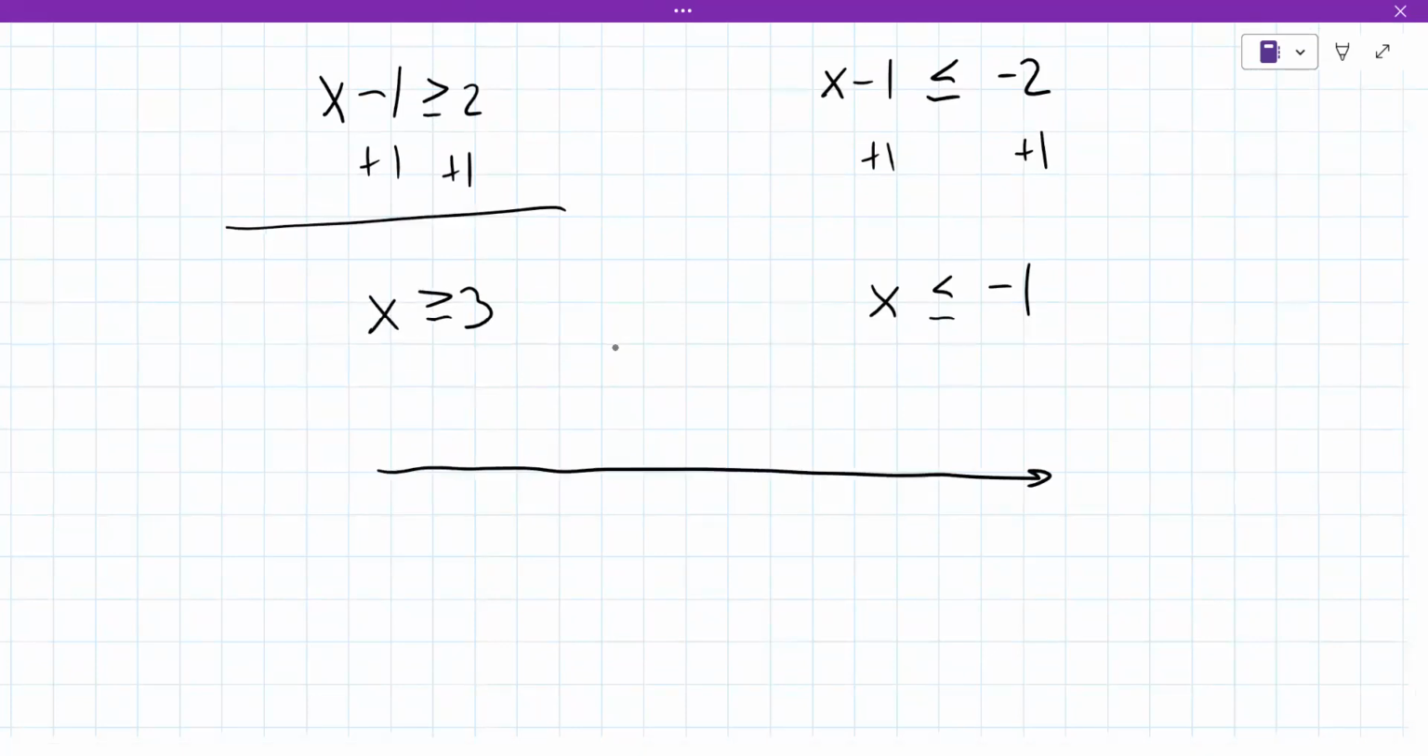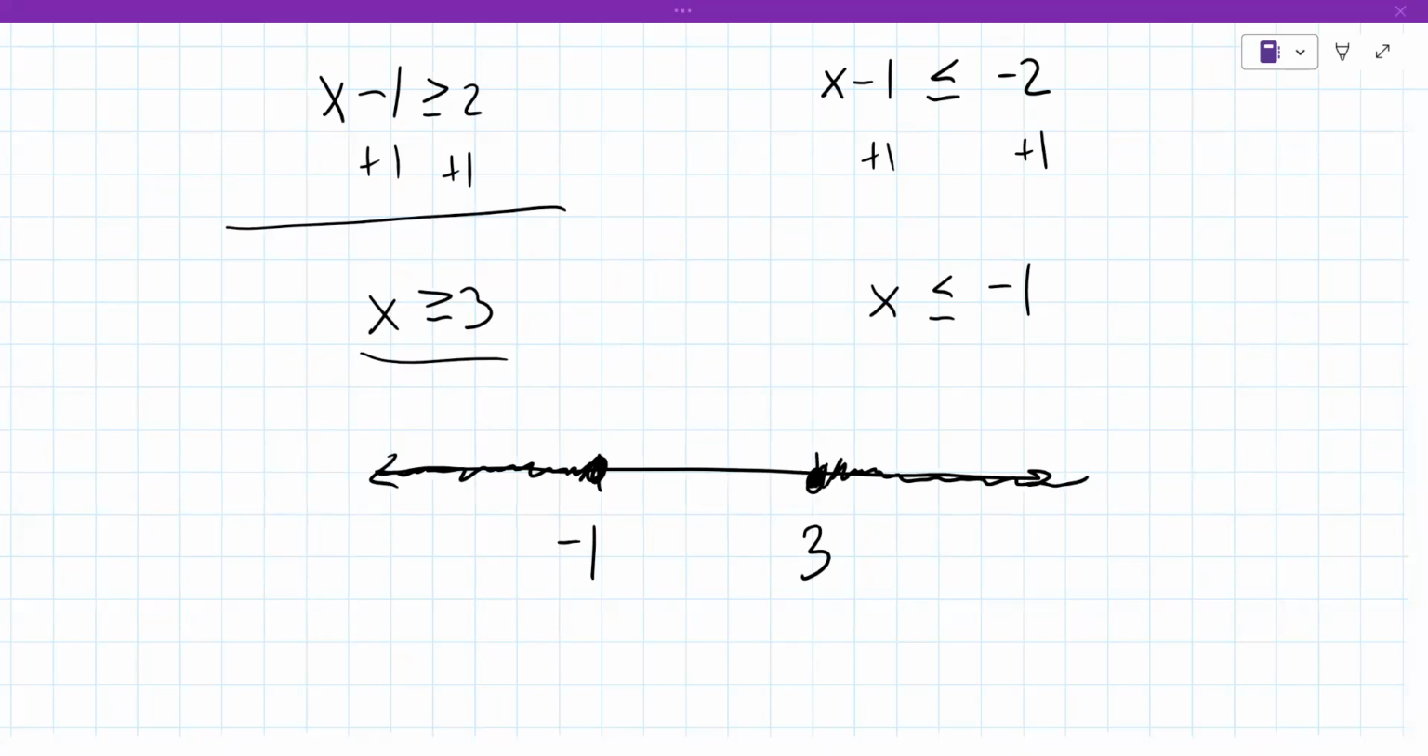So you put those two x values on there. I'll call that -1 and I'll call that 3. So for x greater than or equal to 3 on the right here, you go to 3 and you graph everything to the right. For -1, you graph everything to the left. Got it.